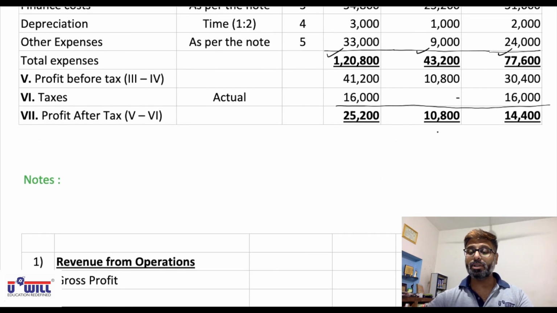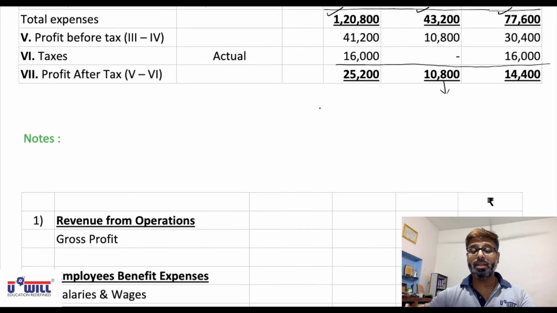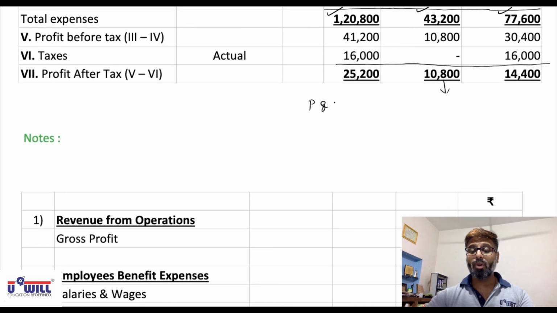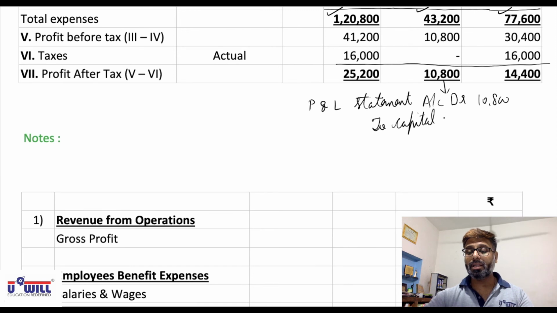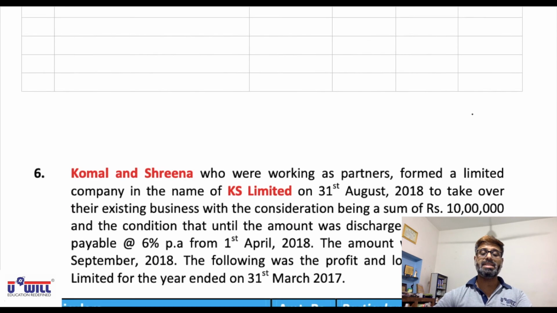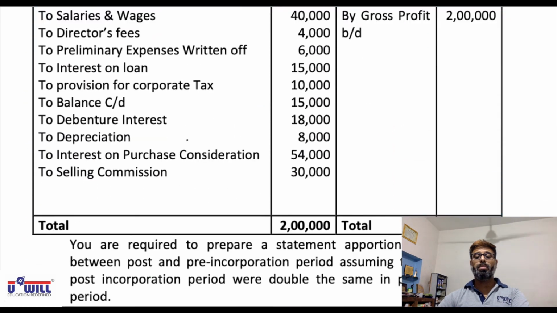And for this 10,800, if asked in the question, the journal entry would be profit and loss statement account debit. Okay, profit prior to incorporation. Profit and loss statement account debit 10,800, and we will transfer it to capital reserve account 10,800.